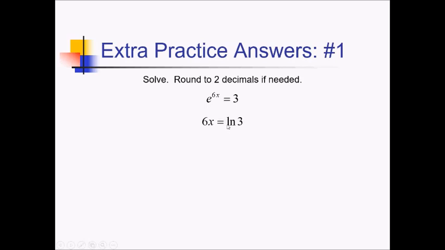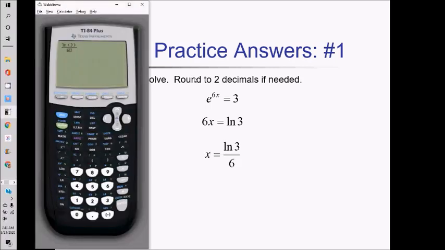And now all I have to do is just divide both sides by 6. So x is going to be ln of 3 over 6, which I will now calculate on the calculator. So dividing this out on the calculator, rounding to 2 decimals, that's going to come out to about 0.18.